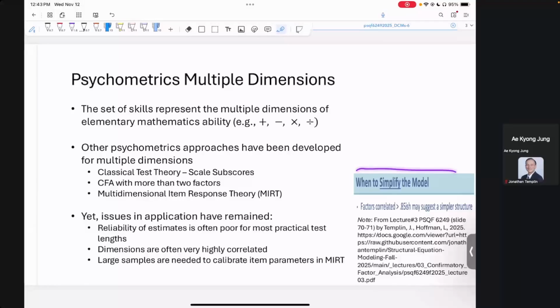If you see this, this is a handout from a previous CFA class. If factor correlations are over 0.85, then we suggest a simple structure, which means one latent variable instead of multiple latent variables. And also, if we are doing item calibration in the multidimensional IRT sense, then we need large sample sizes. So we need a lot of cost to gather many samples, and we might not want that.